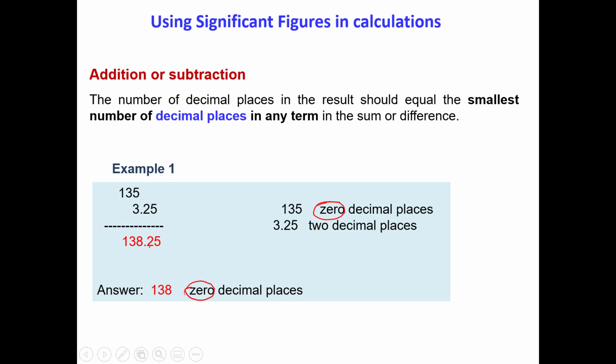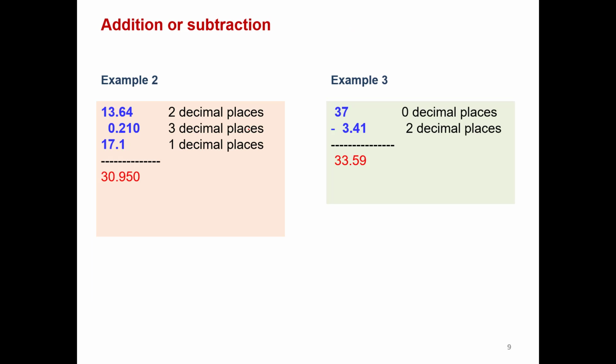And in this case, if we want to round this number, the next digit is 2, so we need to round down. And in this case it will be 138. No decimal places. And important: in addition and subtraction, you need to focus on the decimal places. Let's practice a little more here.